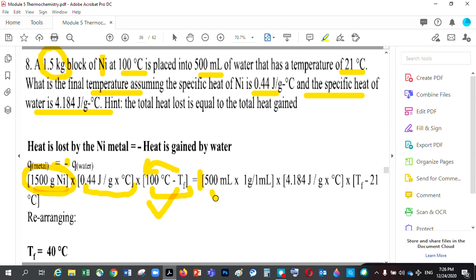Here is the mass of H2O, 500 mL, and the density is 1 gram per mL, so it's 500 grams, multiplied by the specific heat of H2O, multiplied by T final minus the initial temperature of H2O, which is given to me as 21. And here's the T final. When you do the same arrangement, you see the T final is 40 degrees Celsius.